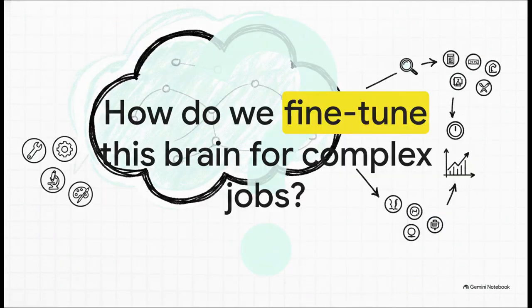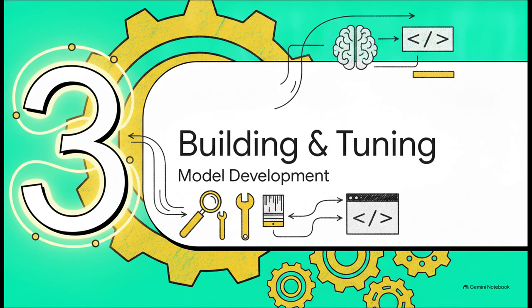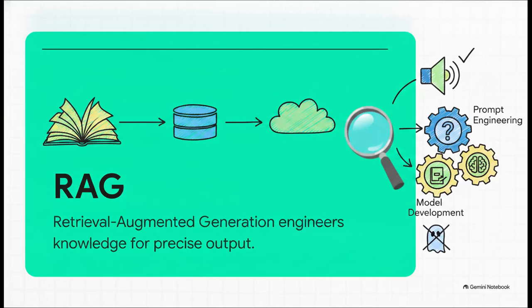Which naturally brings us to a really interesting question. We have this raw, generalized foundational brain, right? So how do we actually fine-tune it to do highly specialized, incredibly complex jobs without breaking a sweat? That brings us to Section 3, Building and Tuning Models. Welcome to the Model Development and Fine-Tuning layer. This is the customization shop. It's where developers take those massive, general-purpose models and tailor them for specific industries.